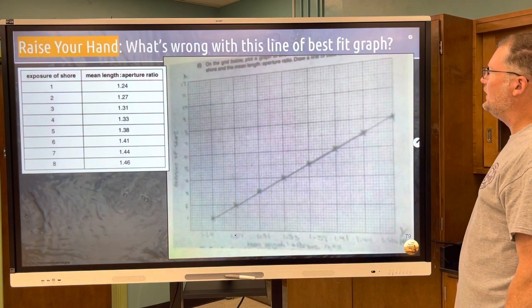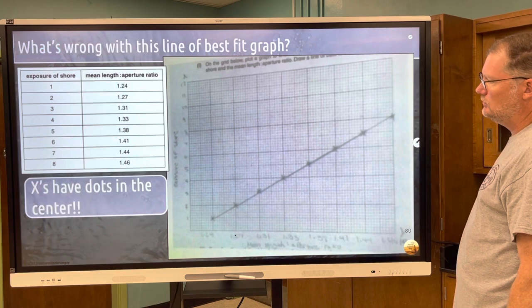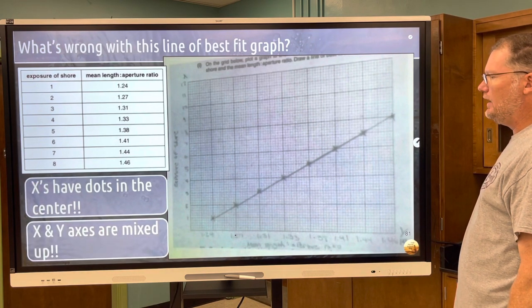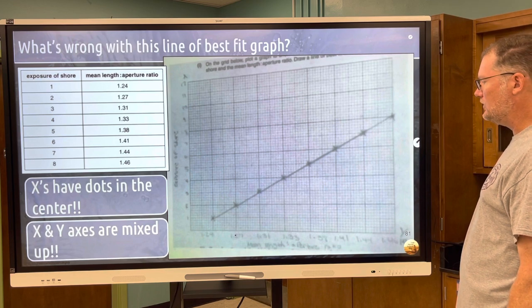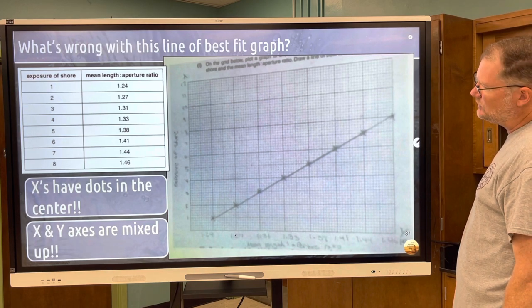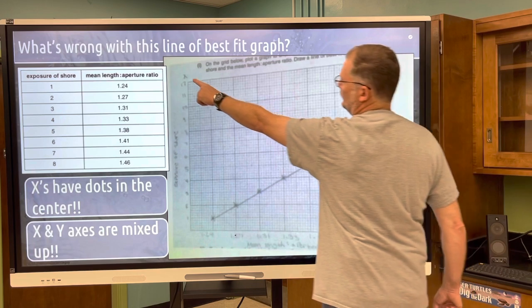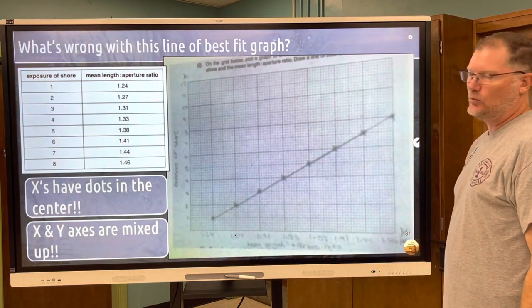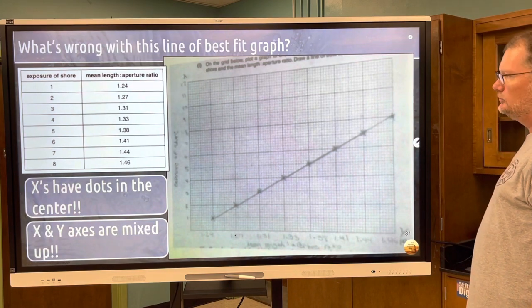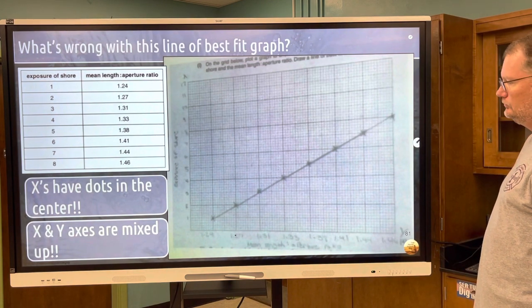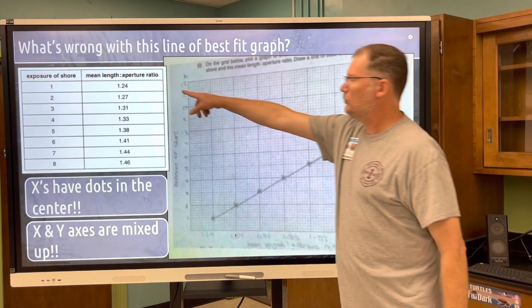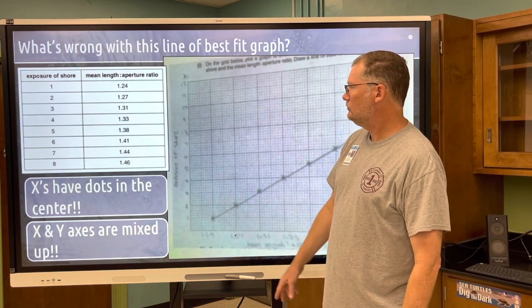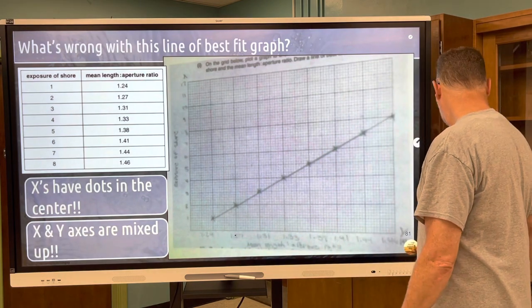What's wrong with this line of best fit? X's have dots in the center, and the X and Y axes are mixed up. Oh yeah, well, they got labeled X there and Y there, okay? So they've got them backwards. Yeah, you can see the data, 1.24, 1.27, okay? That should, yeah.